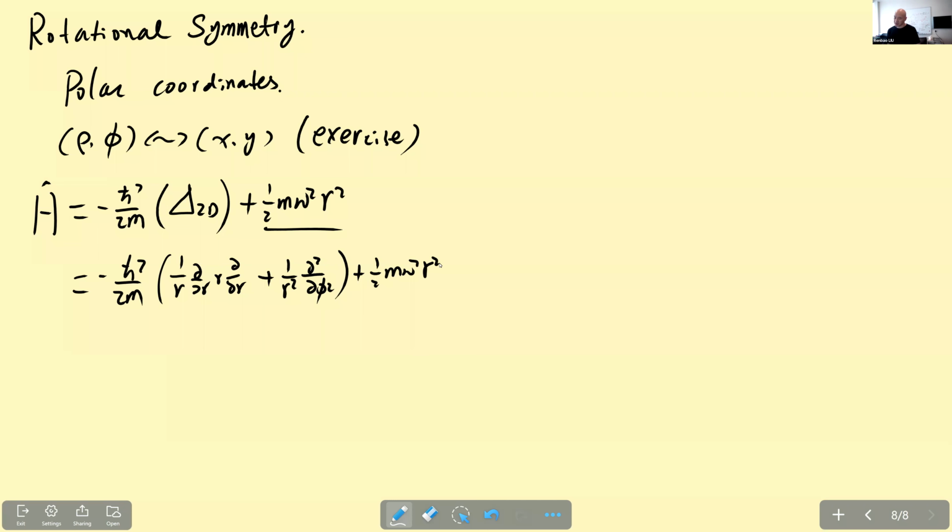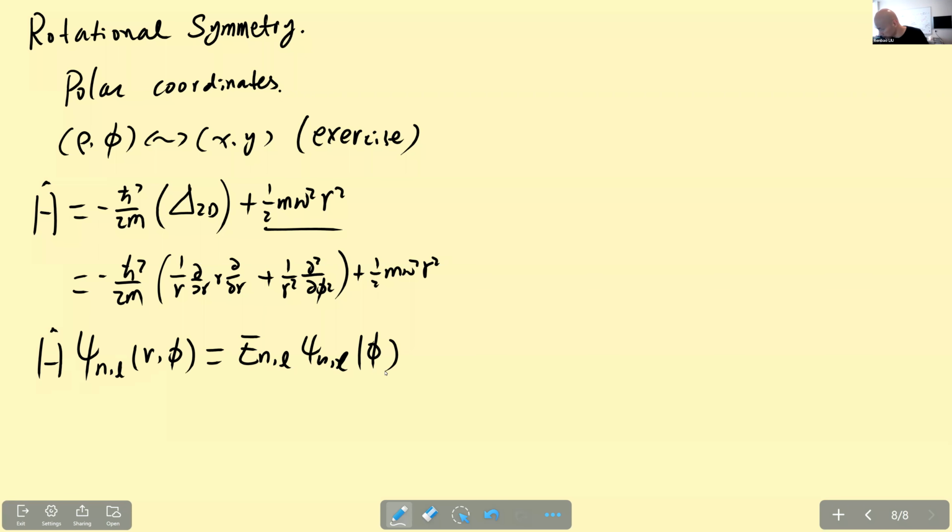Without running into the details, for the eigenstates, I can write them down using two labels, okay. Rho. Maybe let me just change that to be r, okay. It doesn't matter, okay.